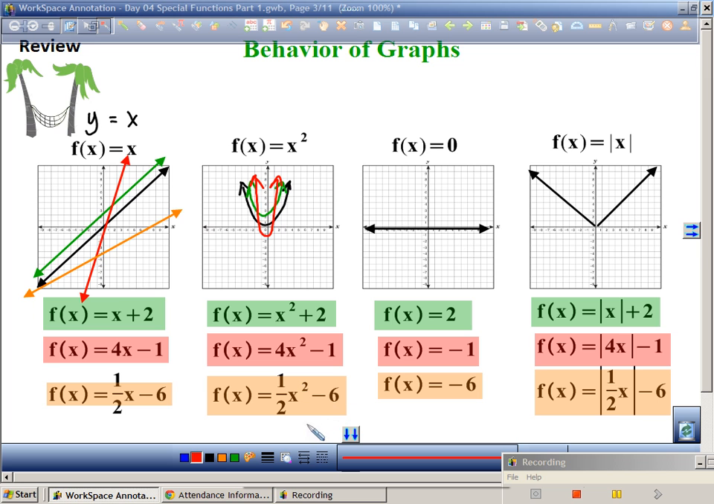So it's going to be shifted down 1, and it's going to be steeper. And what about half of x squared minus 6? Down 6, and what happens to the slope of it? It's going to be wider. It's going to be fatter, right? It's all the way down 6, and it's going to be wide. Make sense? Okay, what about this one?